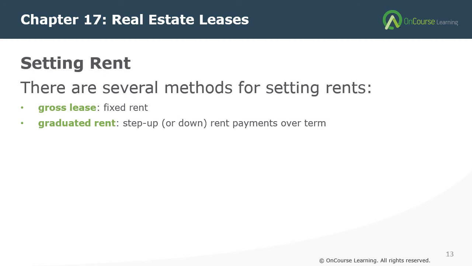A graduated rent is a step up or a step down in rental payments over the term. Often landlords will offer a graduated rent with a step up of rental payments over the term. This would be ideal for a newer property and to entice tenants to sign a long-term lease, and then they would increase the payments over time by a certain amount or by a certain percentage.